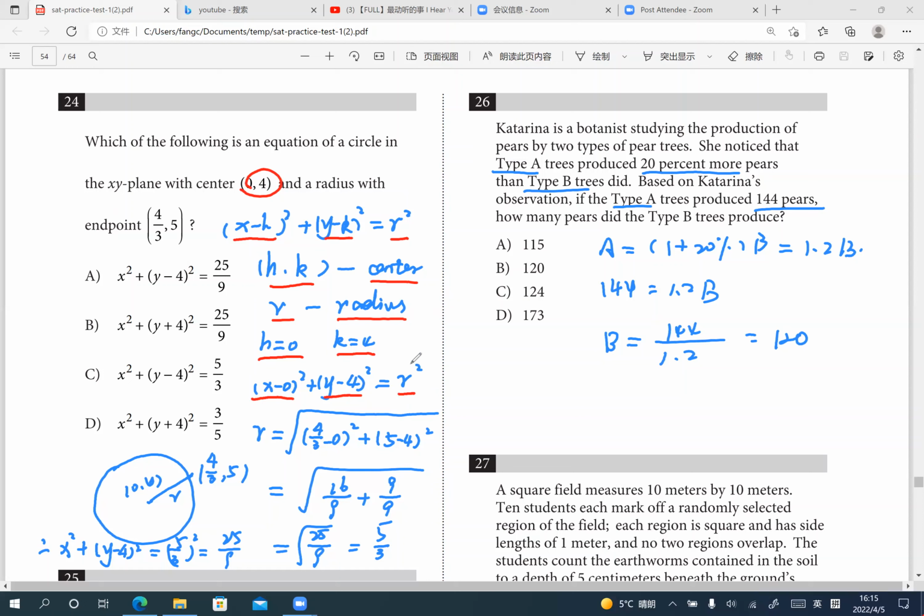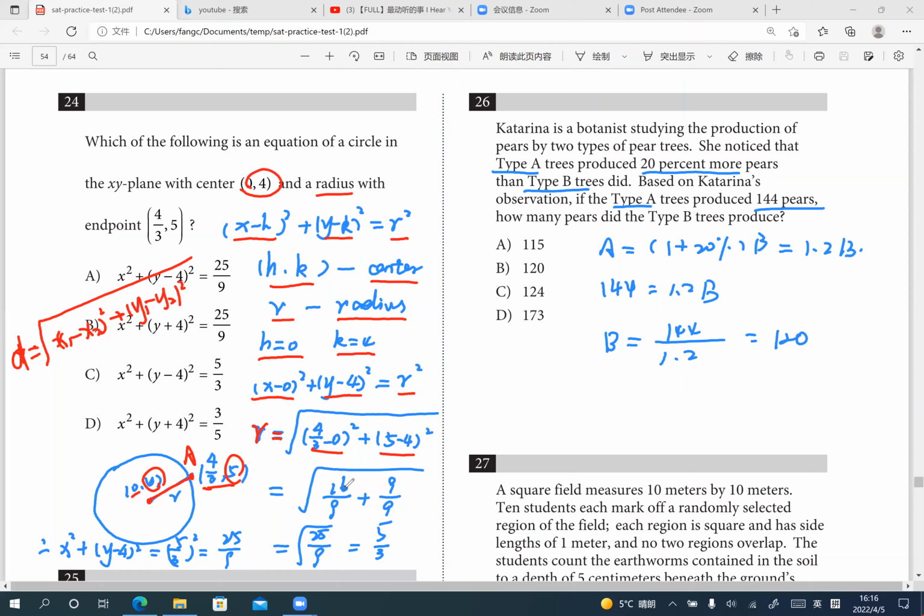Now we need to find the value of the radius. I sketch a graph here. This is the center of the circle, and I use the letter A to represent the endpoint, 4/3, 5. If we want to find the distance, or the radius, between those 2 points, we need to use the distance formula. So r equals the square root of (x1 minus x2) squared plus (y1 minus y2) squared. Now we use this formula. So r equals the square root of (4/3 minus 0) squared plus (5 minus 4) squared.